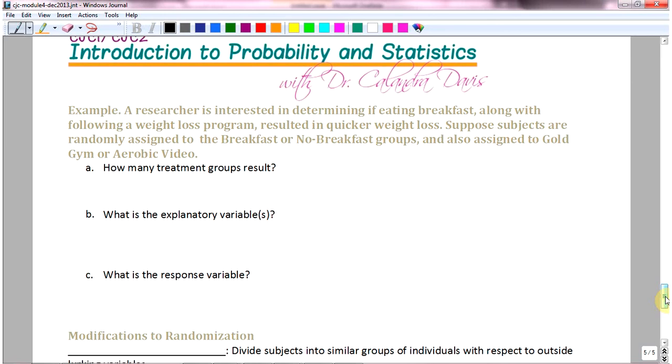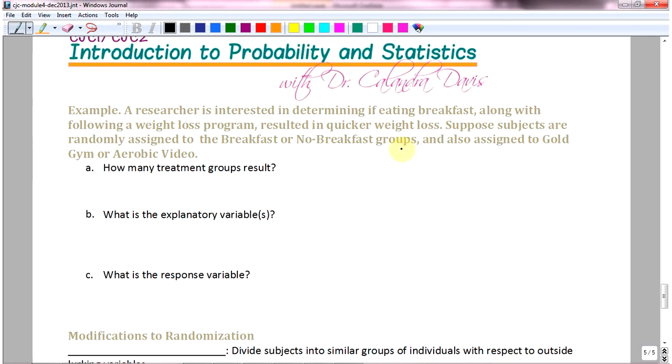Okay, so let's look at this example. A researcher is interested in determining if eating breakfast along with following a weight loss program resulted in quicker weight loss. Suppose subjects are randomly assigned to the breakfast or no breakfast groups and also assigned to Gold Gym or aerobic video. So how many treatment groups result from this study design?